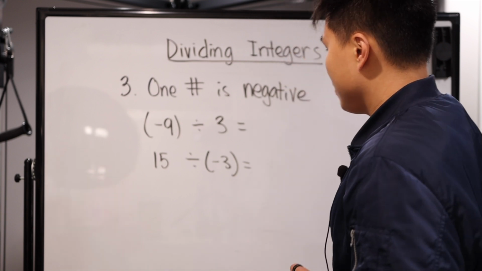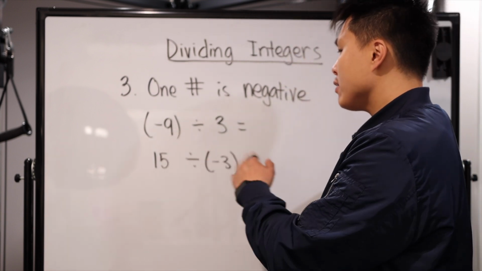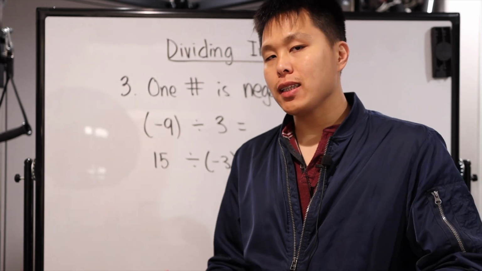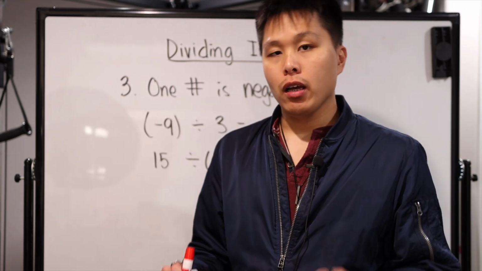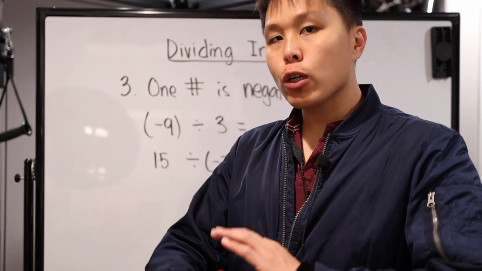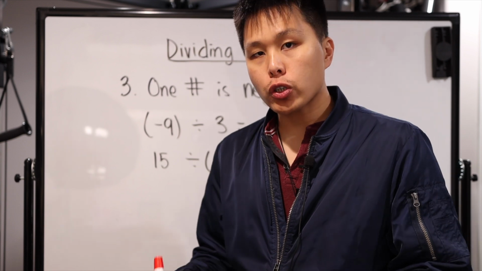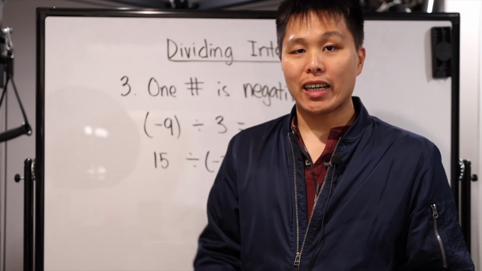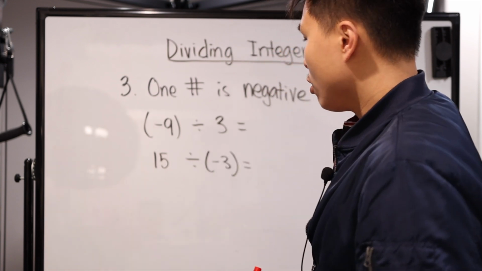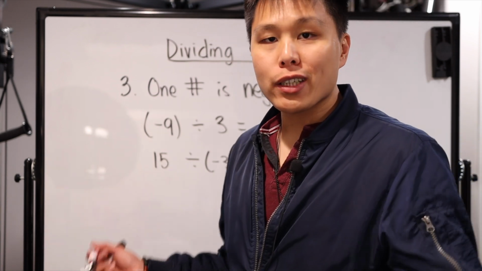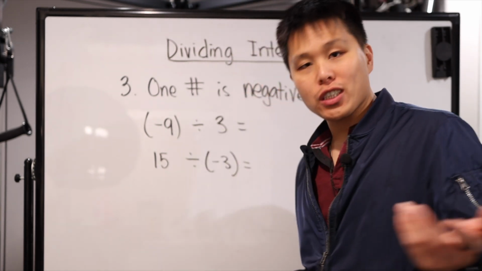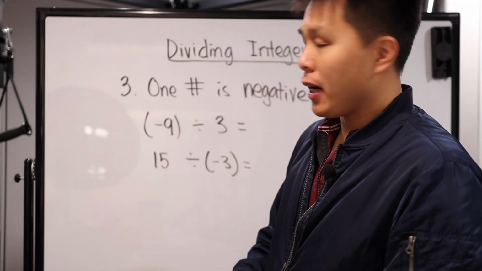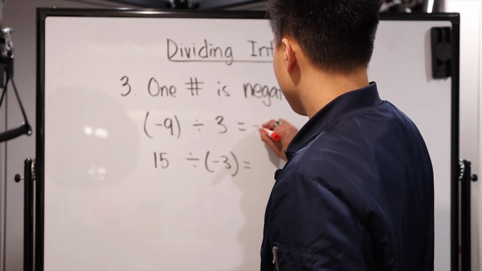All right, case number 3, one of the numbers is negative and the other one is positive. So here we have -9 divided by 3 or 15 divided by -3. Now, this one is slightly more challenging, but not that bad. You're going to ignore the negative sign first and divide like normal. Then in the end, you just add the negative sign to the answer. When you're learning subtraction, you learn to carry numbers. Why not just carry signs? So there's a negative and a positive. Let's put a negative sign right here.